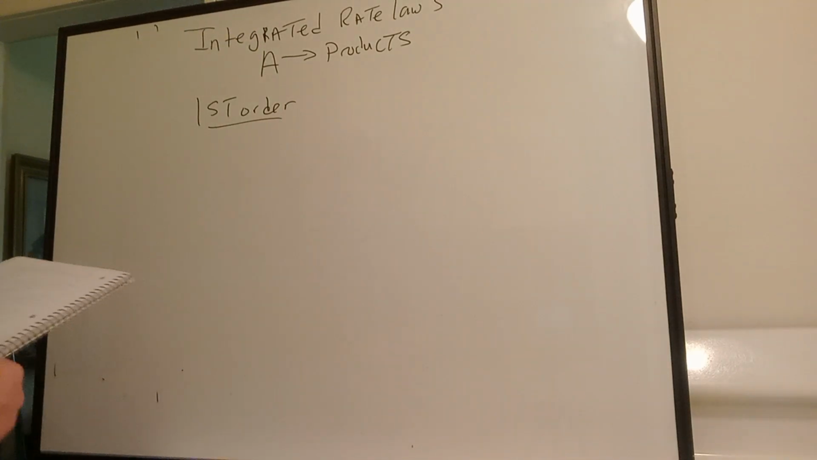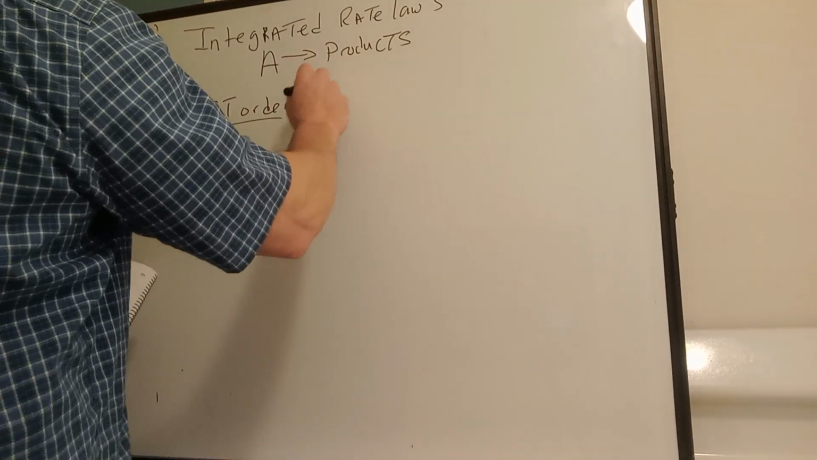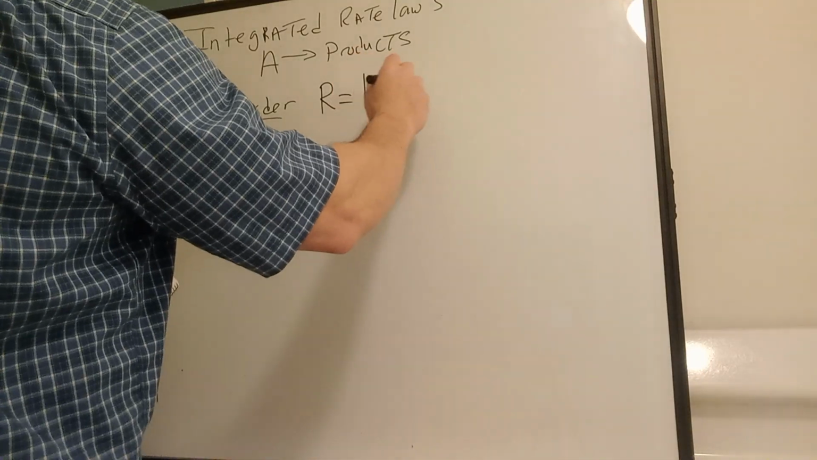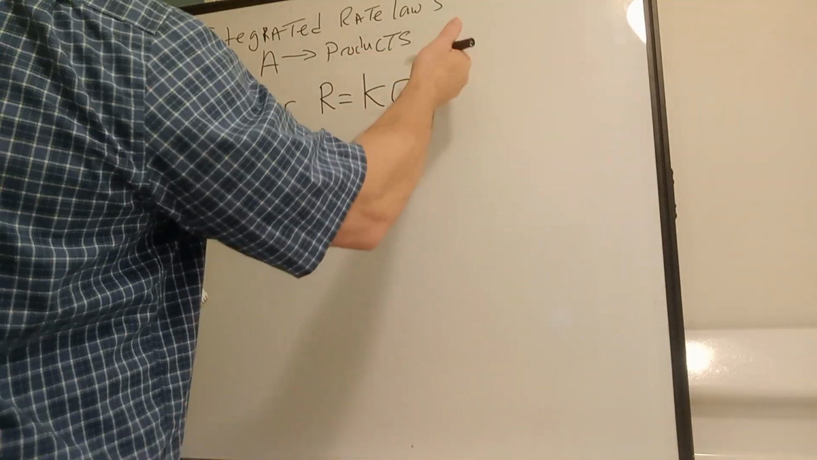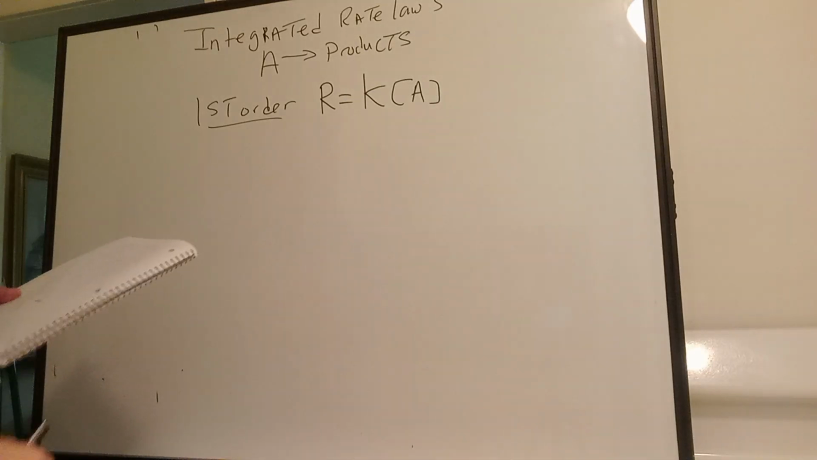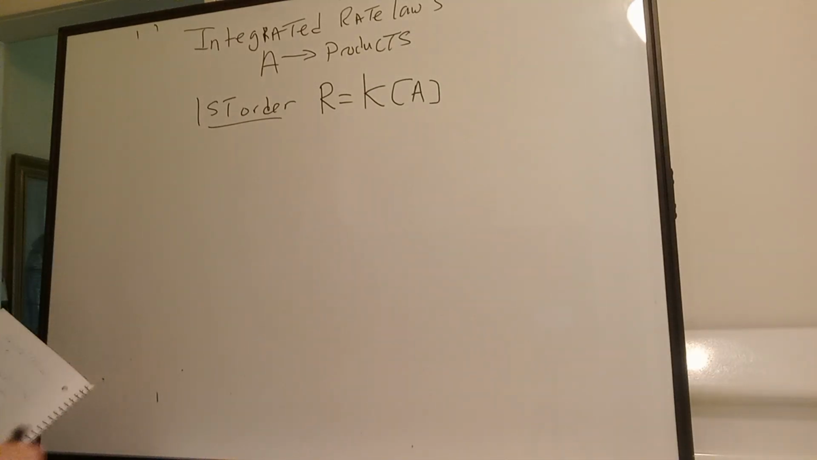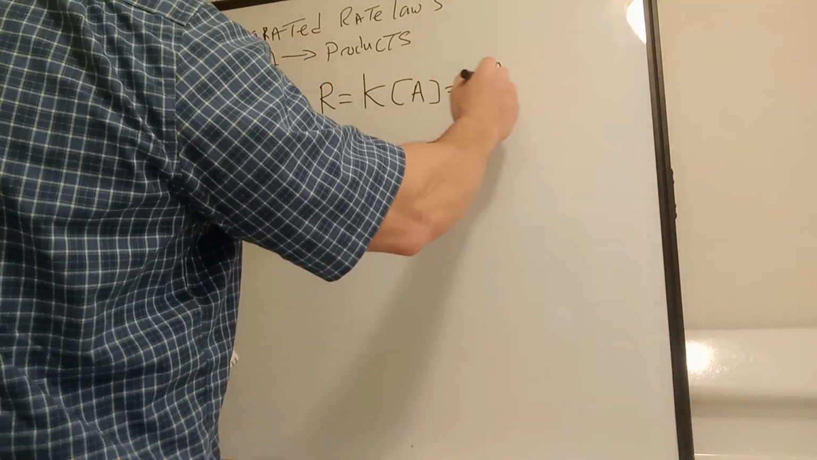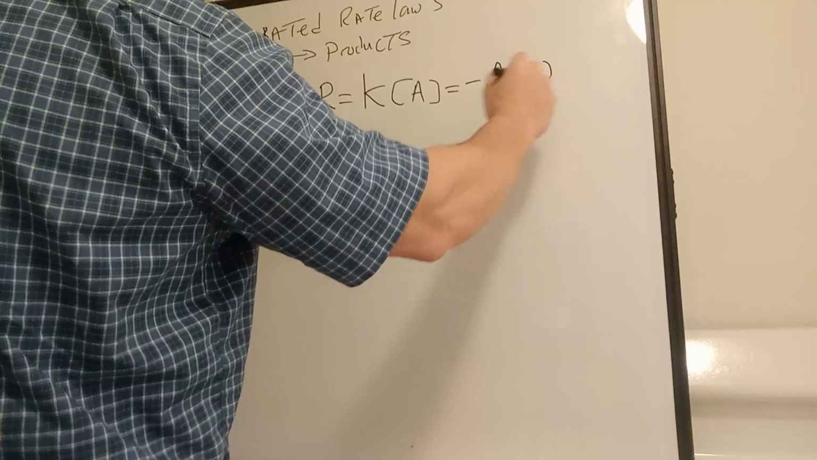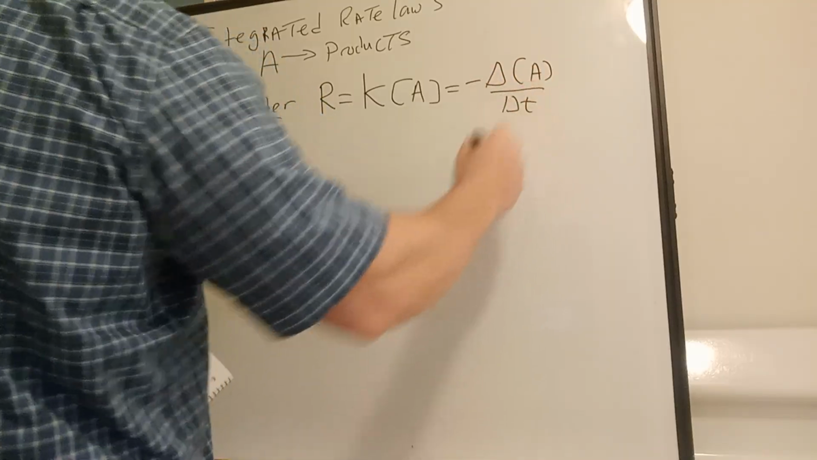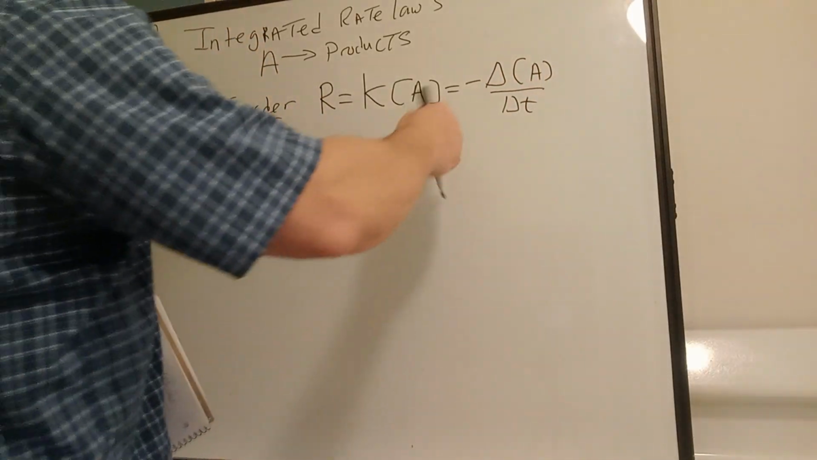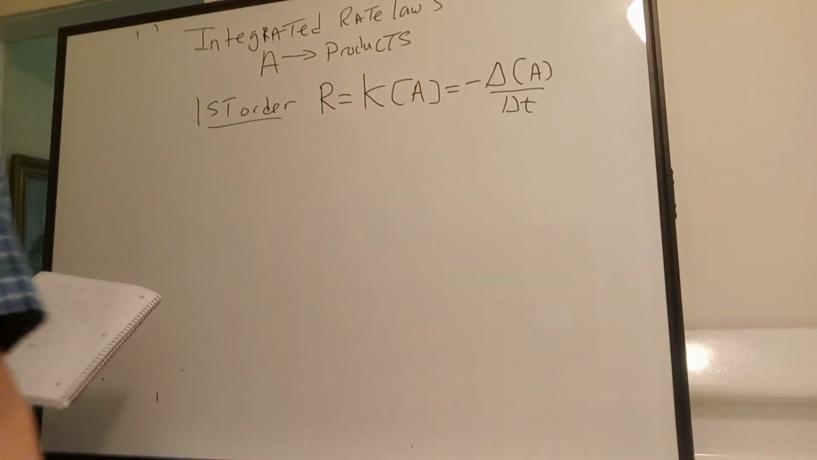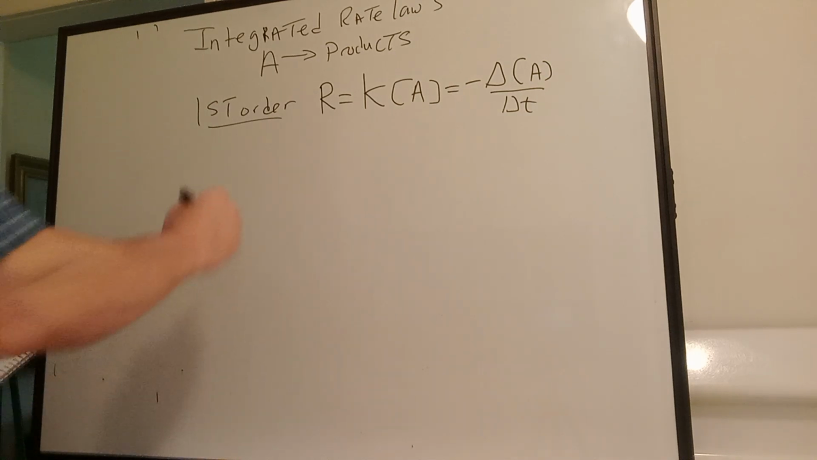So for a first order process, we would have something in the form of rate. I'll just call rate R, equal to k times A to the first power. We don't show a 1, but it's implicit that it's 1. That's going to be equal to, since that's a reactant, the change in the concentration of A over the change in time. Now, if you know calculus, you could write this as a derivative, negative dA/dt. And when you solve that type of equation, you can get it in this form.